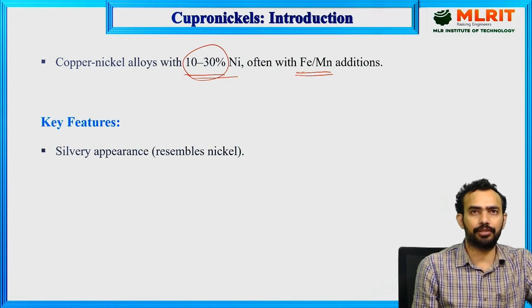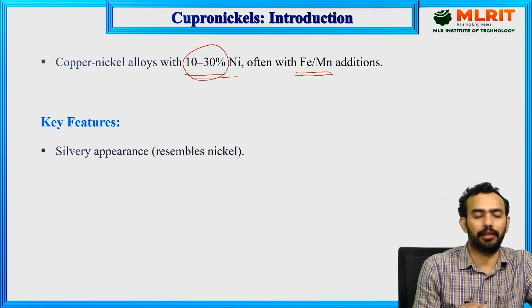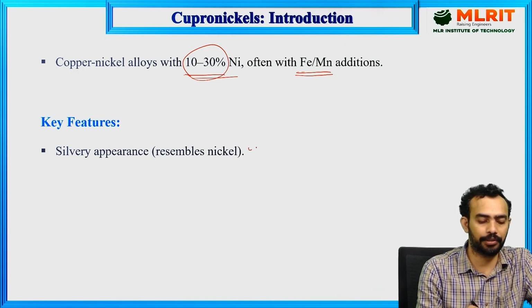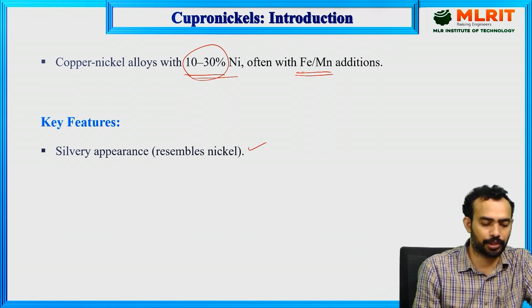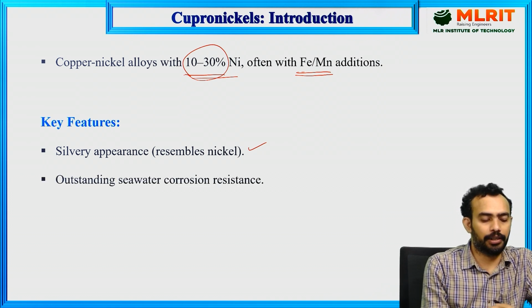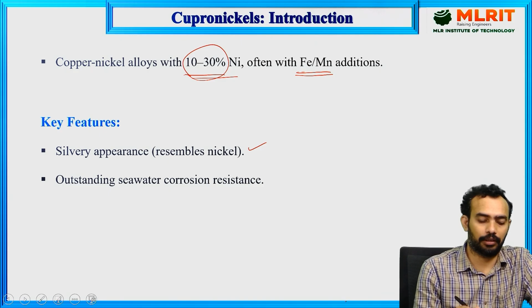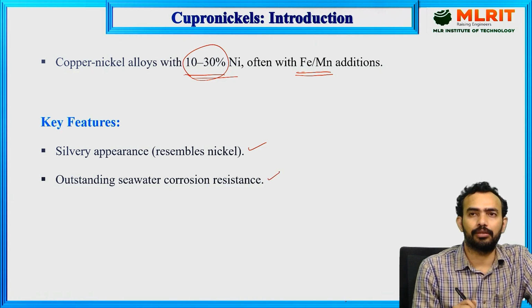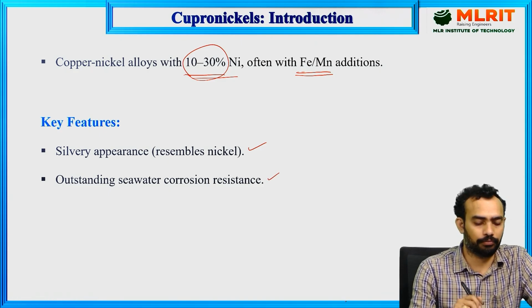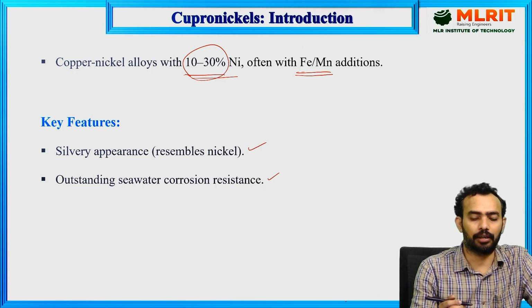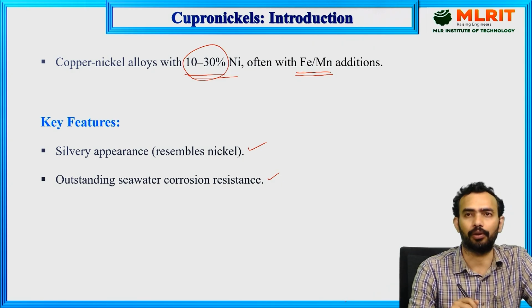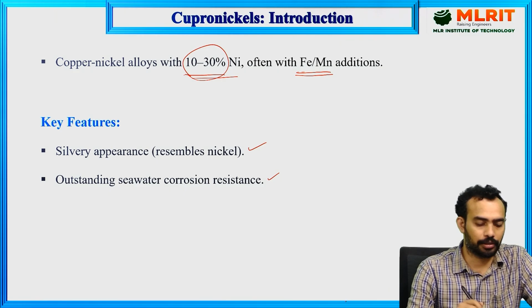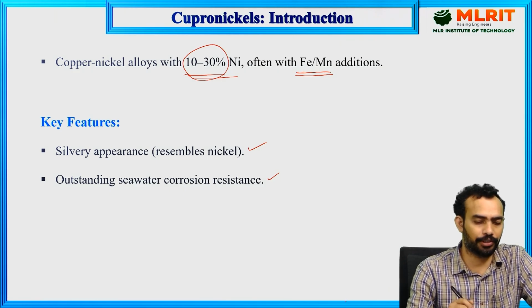Some of the key features of these cupronickels are that they have a silver appearance, which comes from the nickel, and they are known for their outstanding corrosion resistance, particularly with seawater, where they offer the greatest corrosion resistance. So instead of going with stainless steel and other materials, one can utilize these copper nickel alloys because of their excellent seawater corrosion resistance. This is one of the key features of this material.